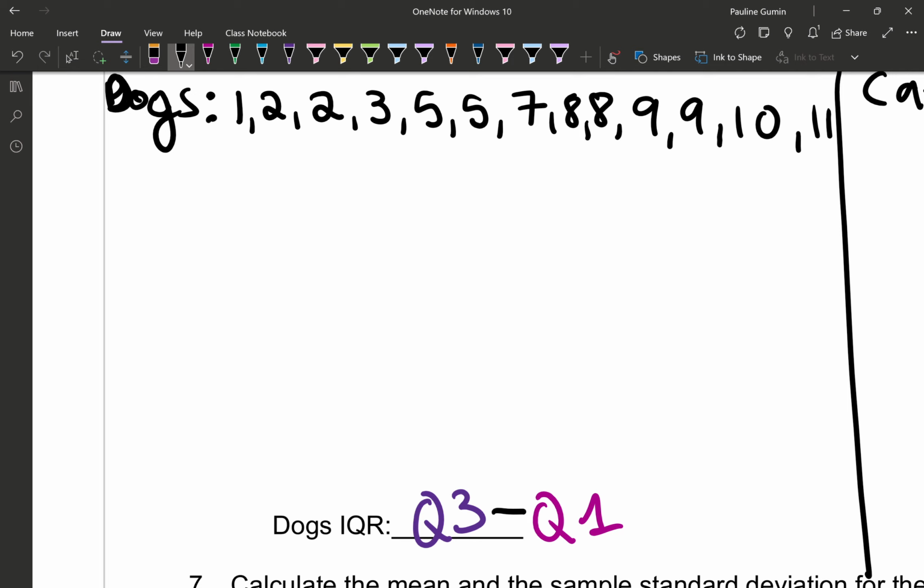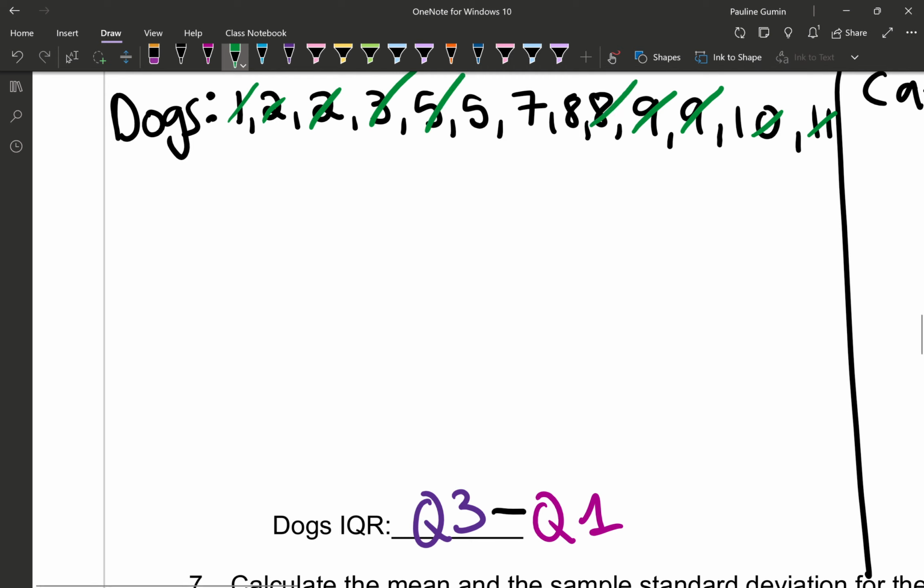Let's find the median. Now, I know I didn't mention us needing the median. That's because we don't. What we need the median for is to find Q1 and Q3. That just makes it easier. All right, so median. I'll use this green to cross them off. All right, 7's the median. Again, we don't need it, but we need to identify it.